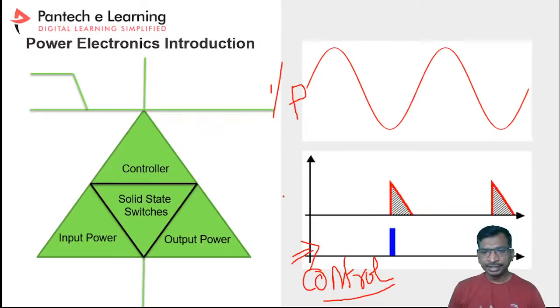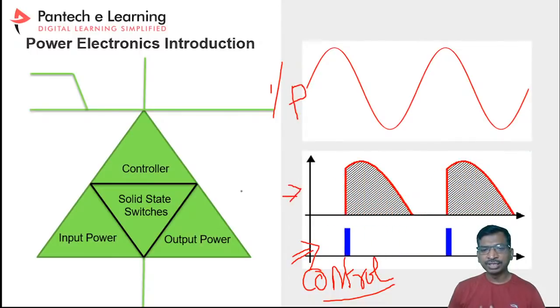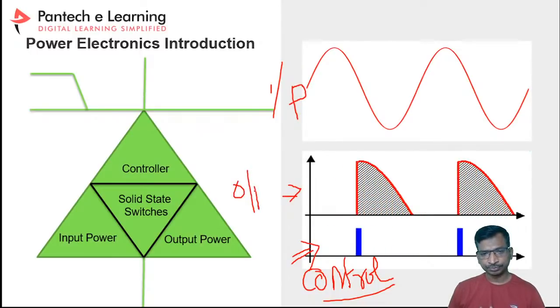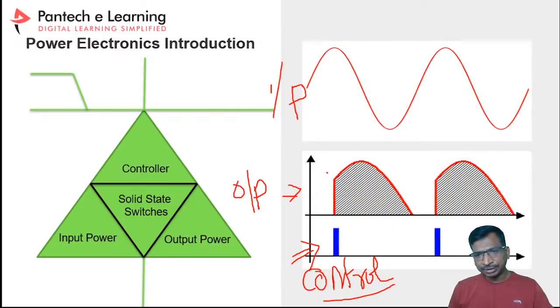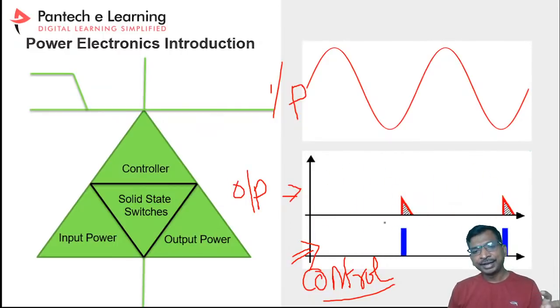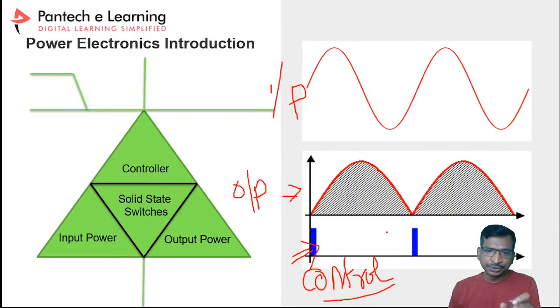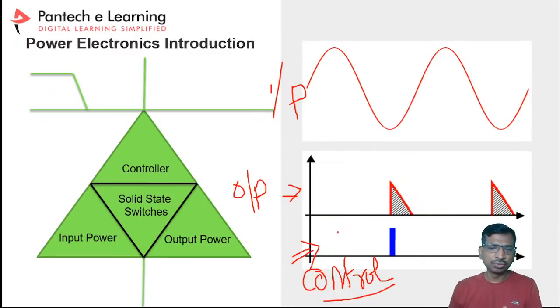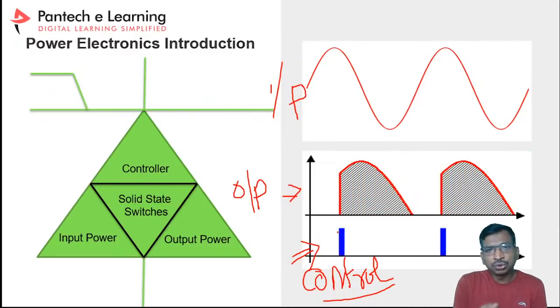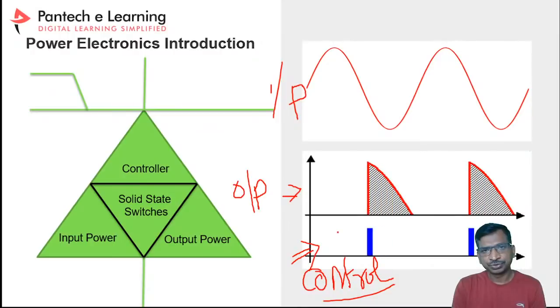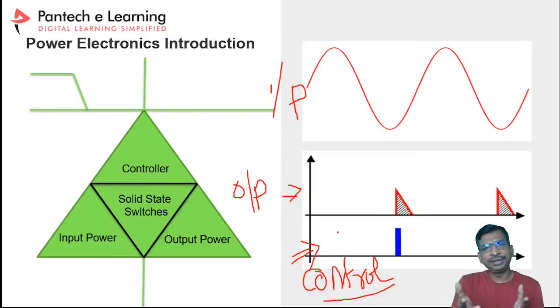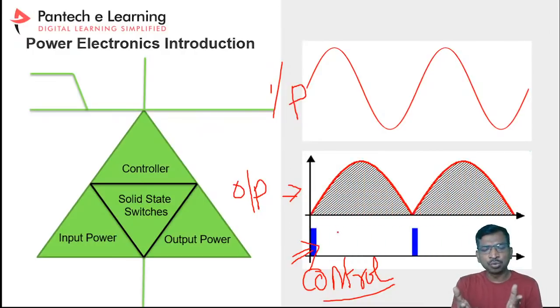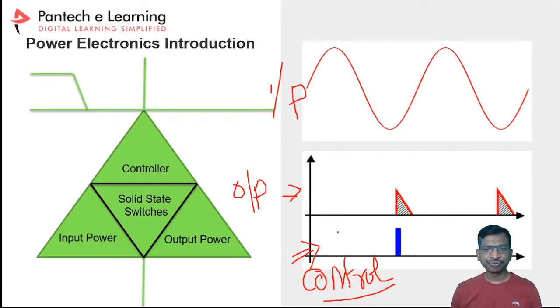And this model is called the output. So the input is applied, and based on the PWM position, we are getting the output voltage. So now you are getting the option to control the output voltage, not the input. Anyway, we are going to utilize that output voltage only for the load.